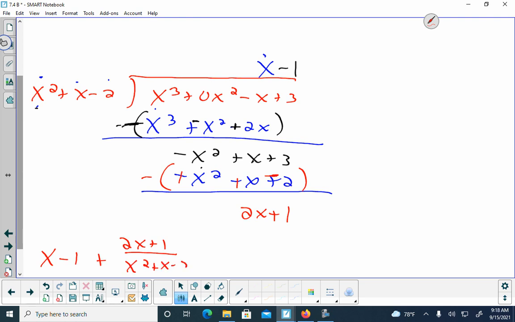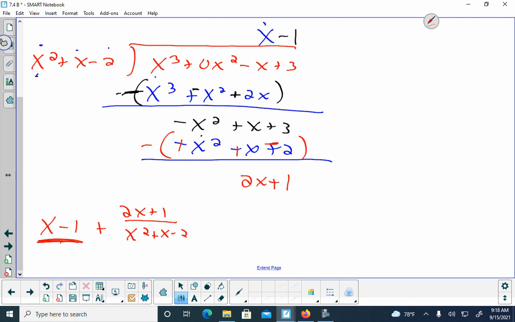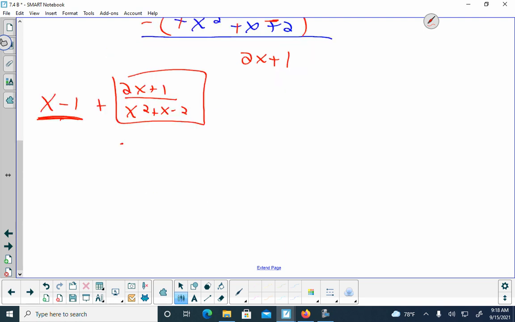Now what we're going to do for the partial fraction decomposition is we're going to leave this alone, and we're going to split this up into the two parts that it can be. So the denominator factors as x plus 2, x minus 1. So I'm going to think of that as a over x plus 2 plus b over x minus 1.